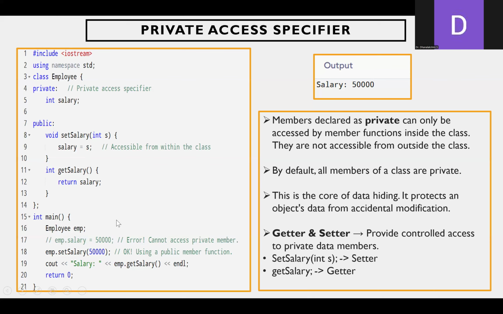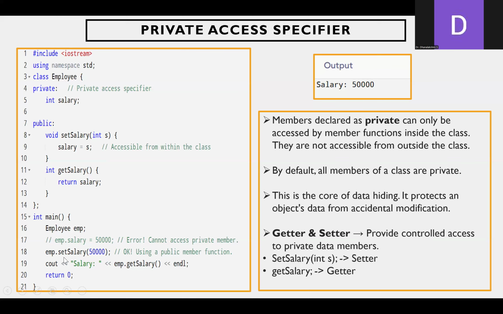Coming to the main function, we first create an object named emp of the type employee. Then we have given emp.salary as an error statement. What will happen when you give emp.salary? It will return an error, because the salary is private and cannot be accessed directly from outside the class. So we have given it here just to make you understand that this is an error statement. Just ignore it.